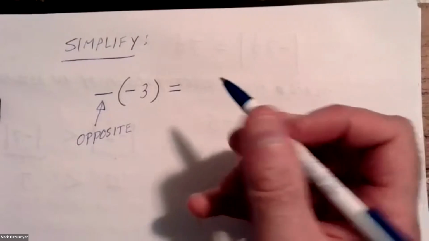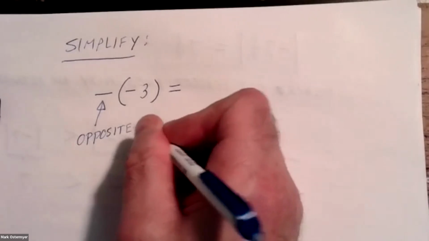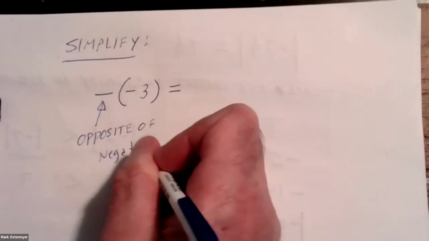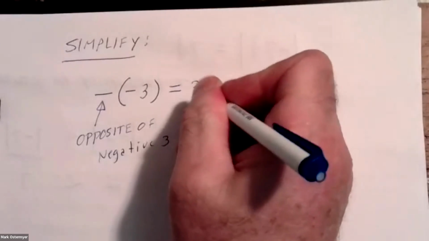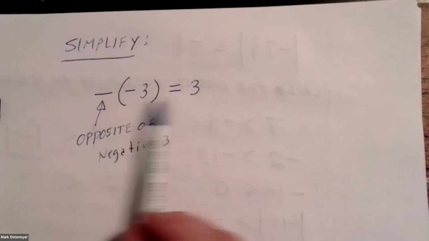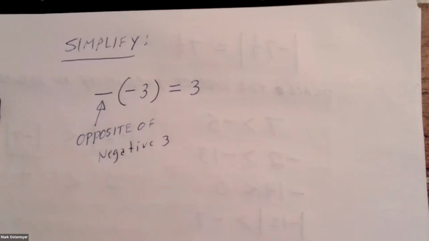So we're trying to take the opposite of what? -3. Opposite of -3. And what is the opposite of -3? It's really equivalent to +3. Isn't that true? So this would simplify to +3. The opposite of a -3 is a +3.